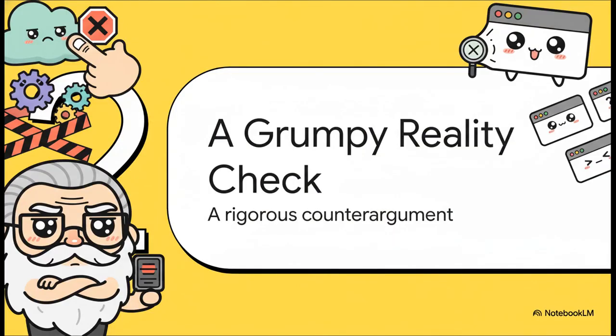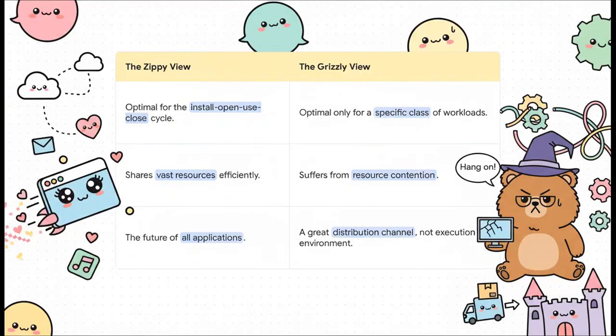But okay, hold on. Not everyone is drinking the Kool-Aid here. It's time to bring in another voice, a more, let's call it a grumpy, seasoned perspective. Someone who's seen it all and is here to slam on the brakes on all this techno-optimist hype. And here you can see the two camps laid out, side by side. You've got the zippy view on one side, talking about this amazing, efficient future for all applications. And then you've got the Grizz view on the other, basically saying, whoa, slow down there, kid. It's only optimal for a few things.